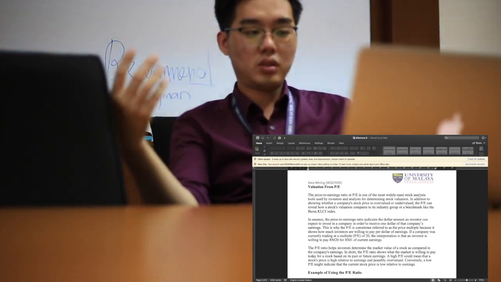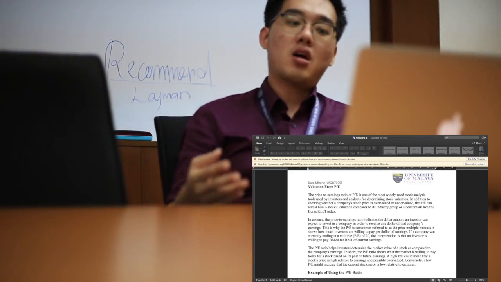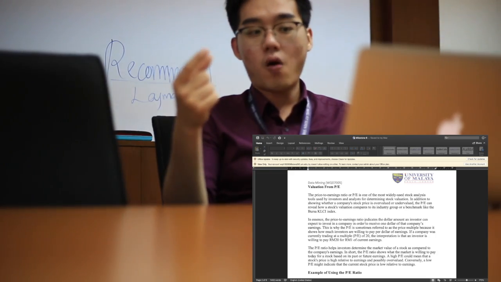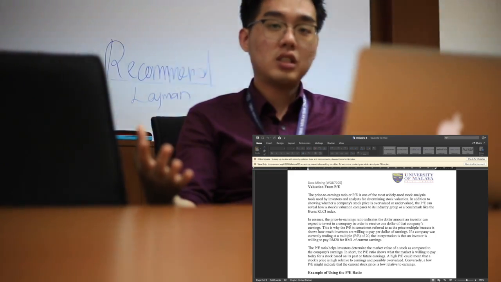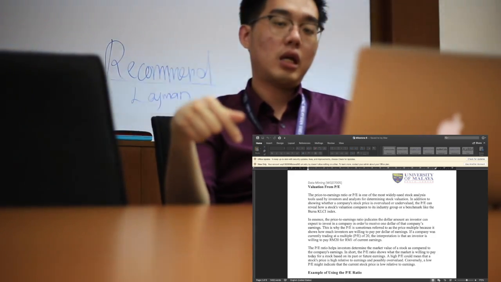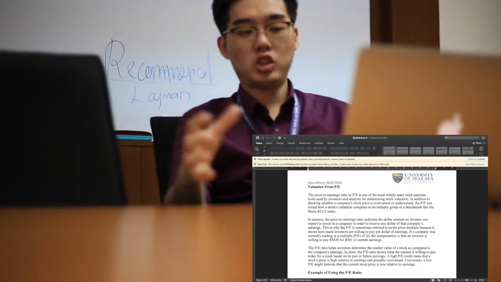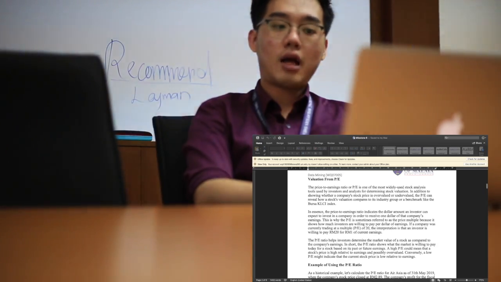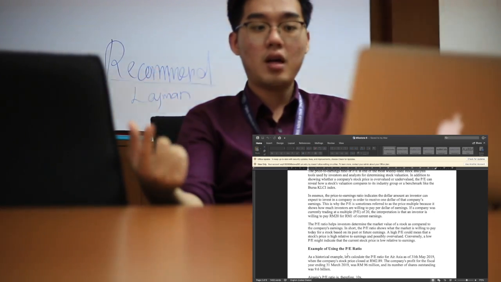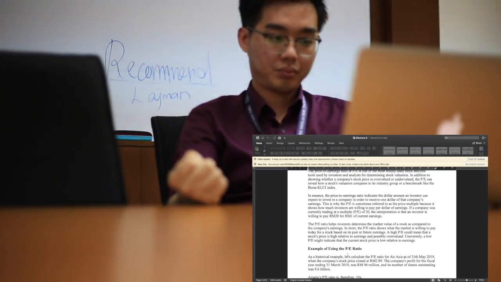But you also need to know that, for example, a company is currently trading at a PE of 20. The interpretation is that an investor is willing to pay 20 ringgit for its current earnings because they look at the future. So the PE ratio helps the investor to determine the market value of the stock compared to the company's earnings.